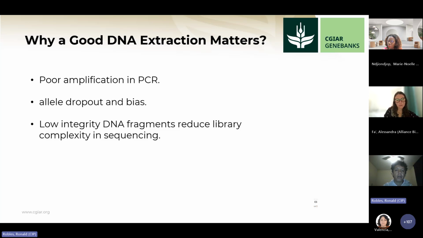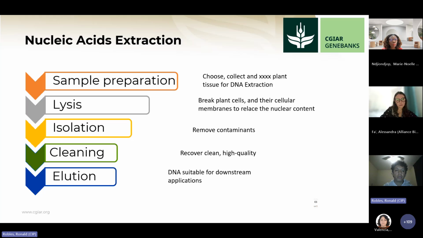And finally, a low quality DNA sample produces fewer fragments in the digestion. Maybe some contaminants mean that the sample contains molecules that inhibit the enzymatic reaction in posterior analysis. So for these considerations, we need to have a clear background of how we can make an optimal DNA extraction.